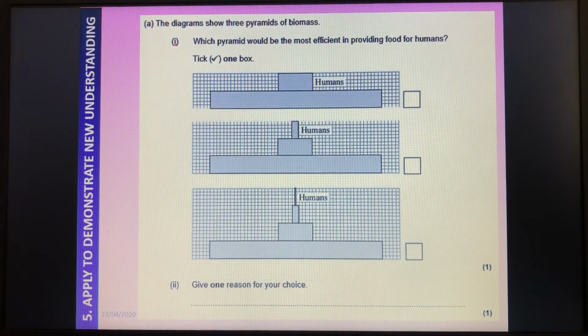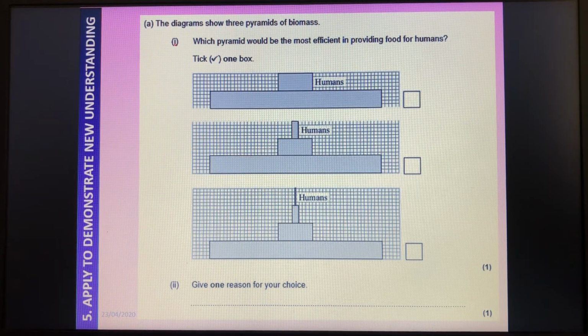Okay, we're back. I think we're just looking at one more exam question, referring back to these pyramids of biomass that we looked at a couple of lessons ago. So the diagrams show 3 pyramids of biomass. Which pyramid would be the most efficient in providing food for humans? So we've got humans at the top of each pyramid. Which one, 1, 2 or 3, do you think would be the most efficient at providing food for humans? Now there are 2 possible reasons for your choice. So either of those would work.